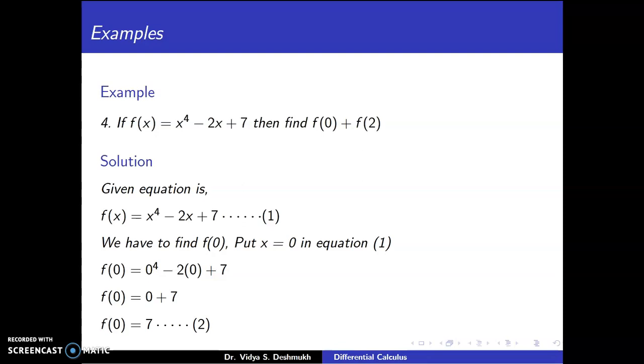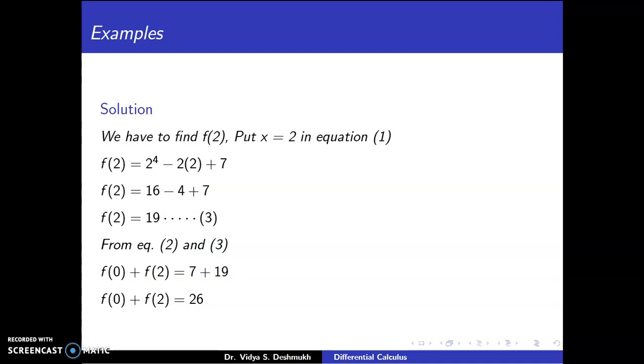So in the solution, given equation is f of x is equals to x raised to 4 minus twice x plus 7. It is our equation 1. Now we have to find out f of 0. Then again put x is equals to 0 in our equation 1. So we get f of 0 is equals to 0 raised to 4 minus 2 into 0 plus 7. F of 0 is equals to 0 plus 7 and it is nothing but 7. Write down, it is equation 2. And then again in the next slide we find out the value of f of 2. So substitute or put x is equals to 2 in equation 1.